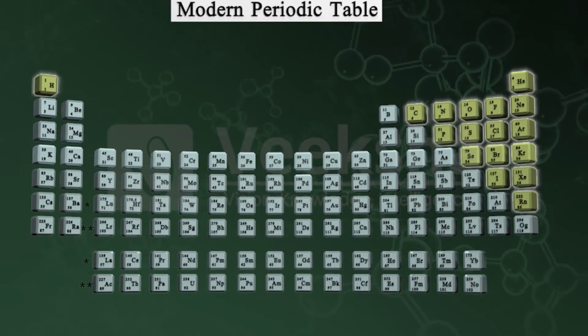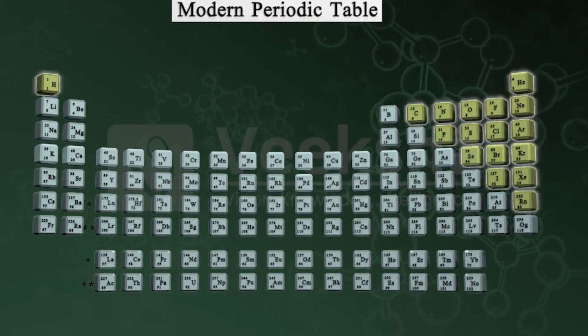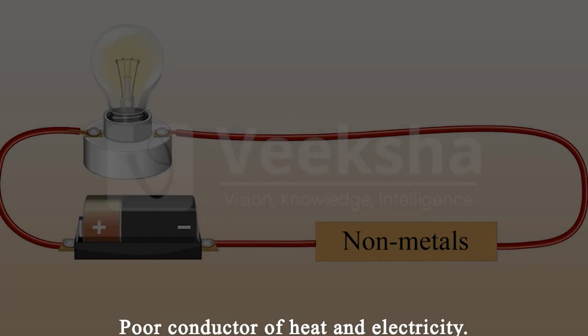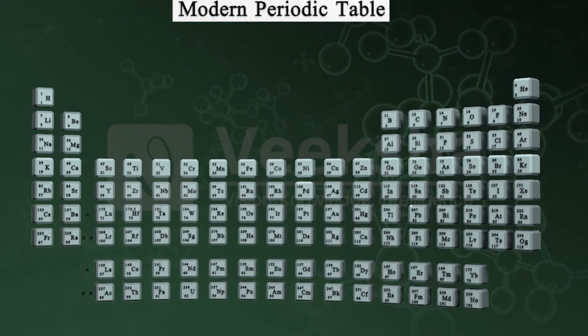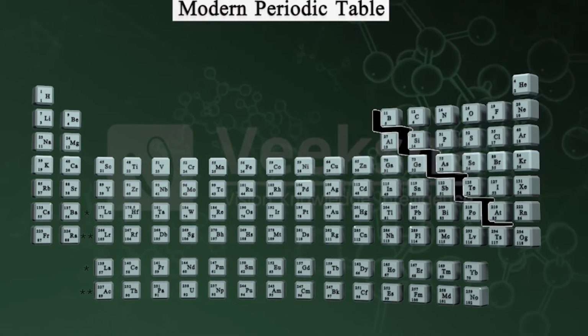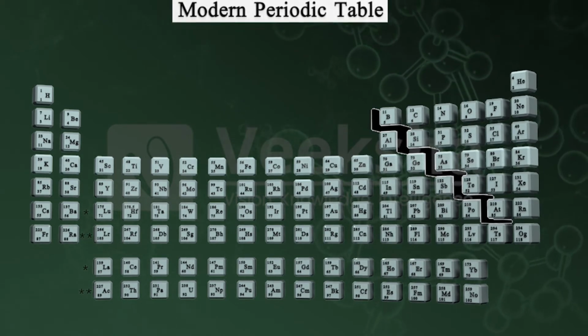Non-metals have been shown by green color. They are poor conductors of heat and electricity. Carbon, nitrogen, and fluorine are some examples of non-metals. Metals and non-metals are separated by a black color stepped diagonal line.